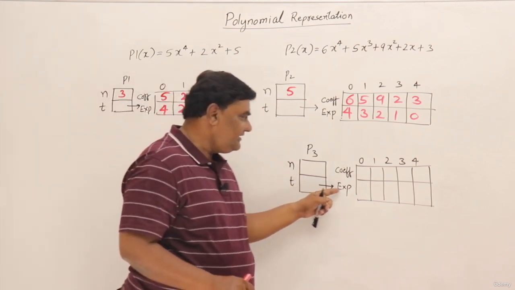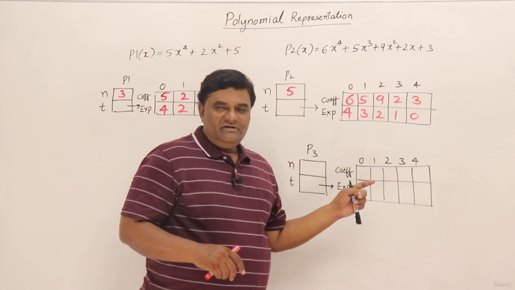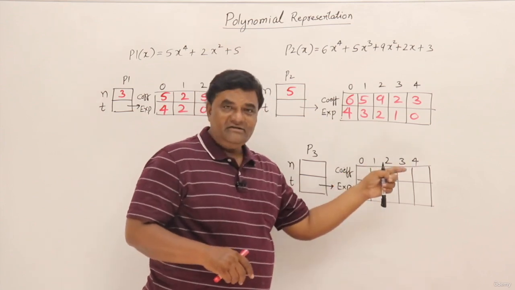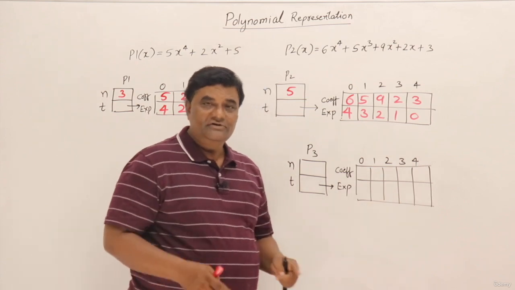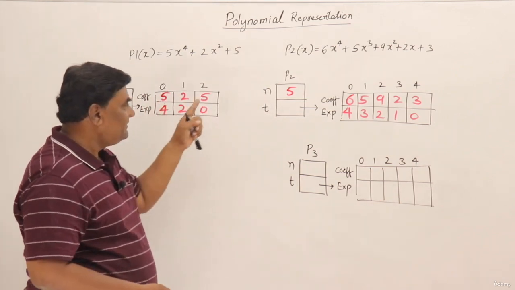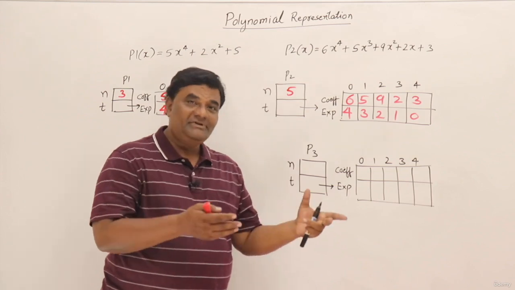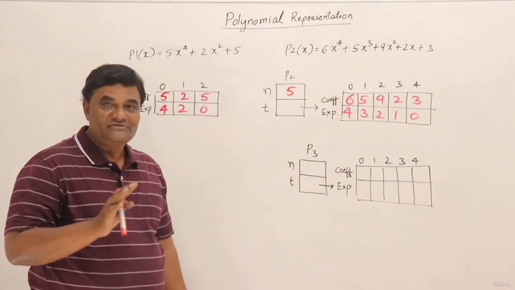So I need an array here of size. How much size? Again, maximum 8. So I should take an array of size 8 here, but I already know what will be the answer. So I have taken only 5 here. So you have to take an array equal to the number of terms here plus number of terms here, because maximum that many terms are possible. Now let us see how to add these two.